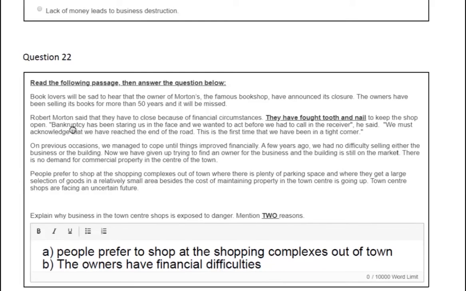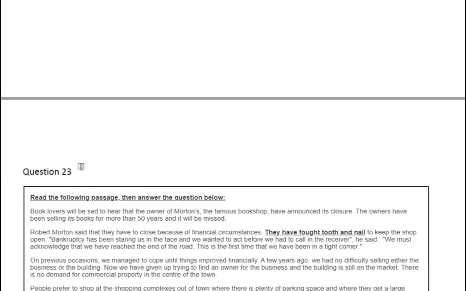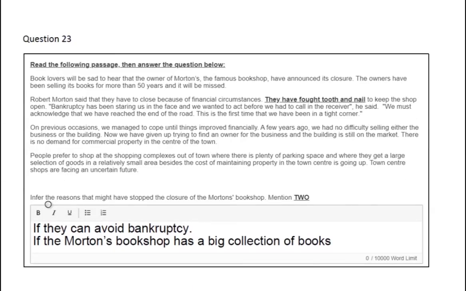Question 23. Infer, or extract, the reasons that might have stopped the closure of the Mortons bookshop. If they can avoid bankruptcy, if the Mortons bookshop has a big collection or a big selection of books, in this case they can go on doing their business in the same bookshop.